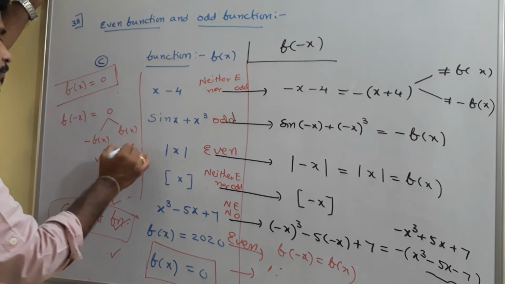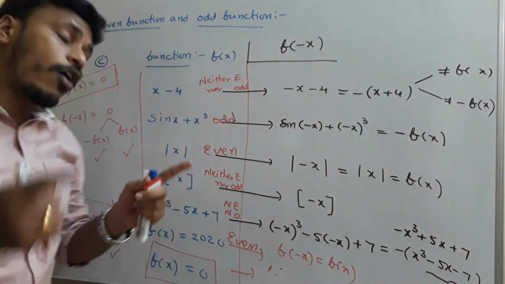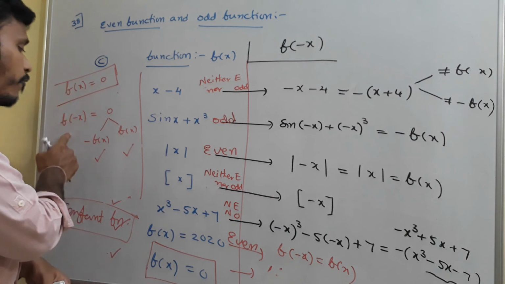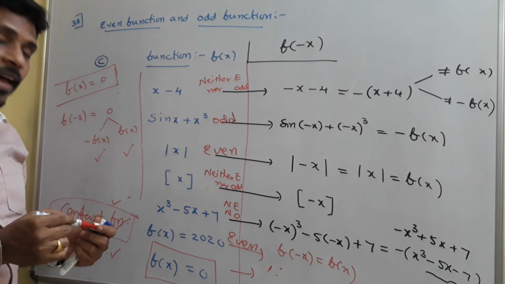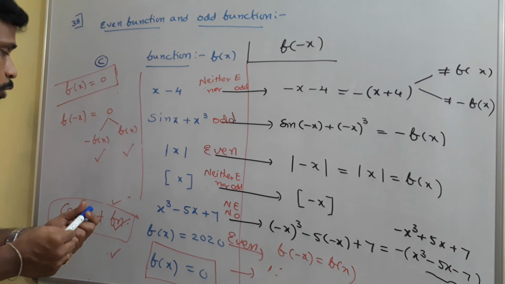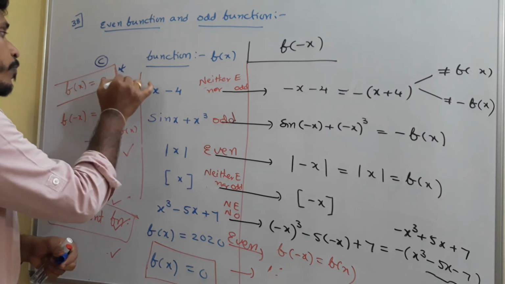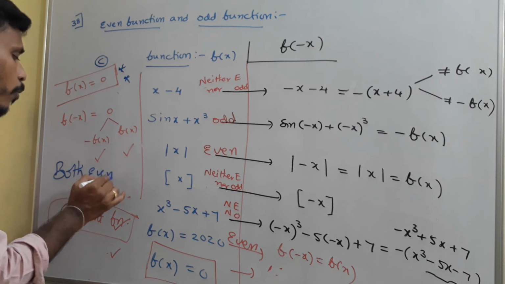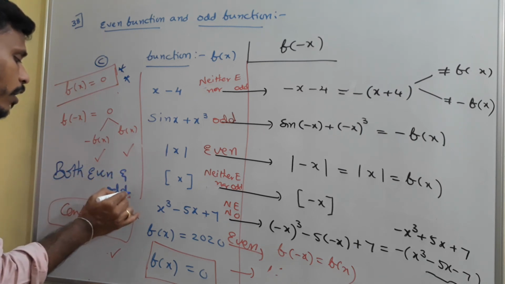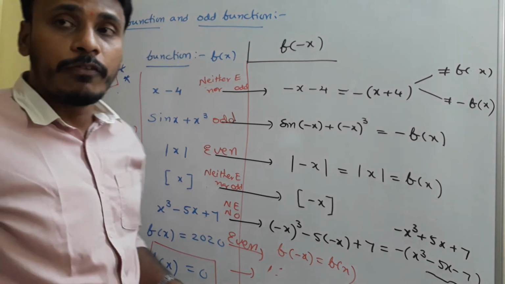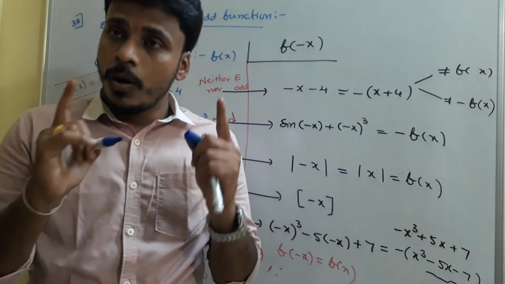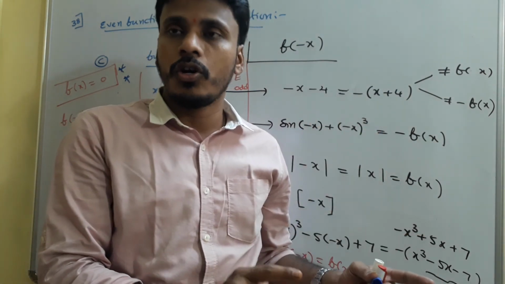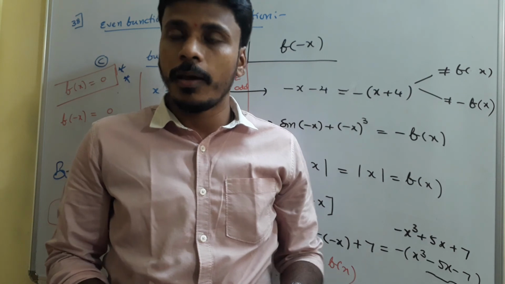Both are correct, right? f of x is 0, f of minus x is also 0, minus f of x is also 0. So f of minus x, f of x, minus f of x, everything is equal to 0, and that's why this is the special function which we call both an even and odd function. Both even and odd. So if anybody asks you to give an example for a both even and odd function, one and only one example is the constant function, and in particular that constant is 0, or you may say the zero function. Okay, just have a look.